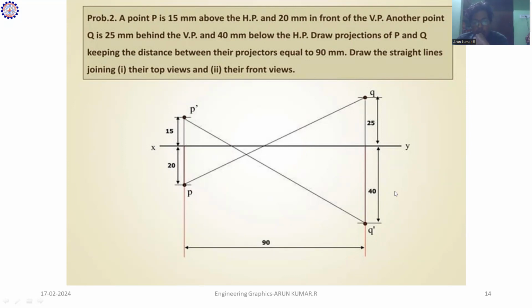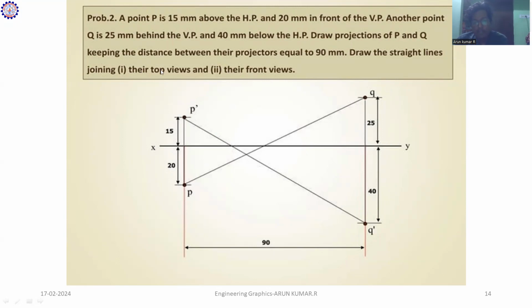The alternate names of front view and top view are plan and elevation. In case they ask for the elevation or the plan view, it is the same. Top view is also called the plan. Front view is also called the elevation. Both have the same meaning. So after constructing these points, P dash, P, then Q dash, Q, the distance between them is equal to 90 mm. After constructing these points, I draw the straight lines joining the top views and the front views.